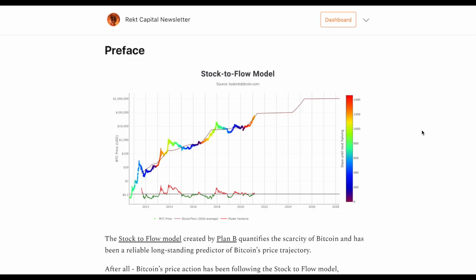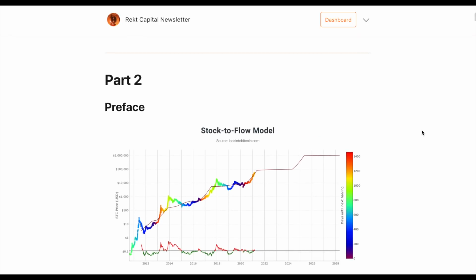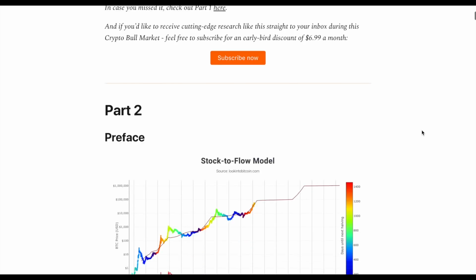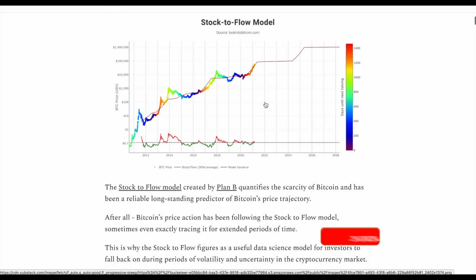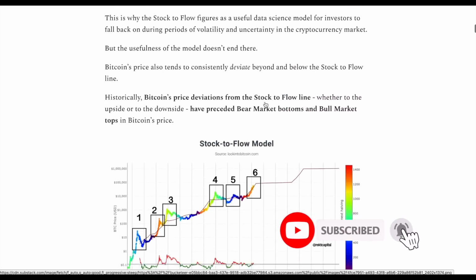In today's video, we're going to be looking at part 2 of the stock to flow series when it comes to deducing the upside deviations that we tend to see in Bitcoin's price beyond the stock to flow line, which is the brown line right over here. The stock to flow model, of course, quantifies scarcity in Bitcoin's price action and, of course, is influenced by the Bitcoin halving events. These are the upside deviations that we covered in the previous video, part 1 of the stock to flow series. Today, we're going to be focusing on these 3 deviations in part 2. So let's dive into this update.